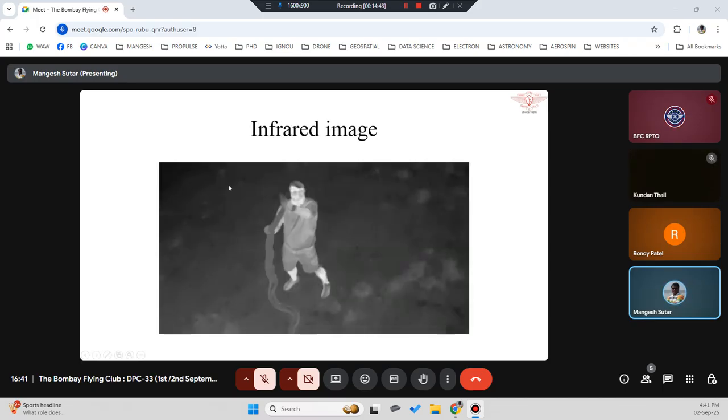This is an infrared image. This is in grayscale mode, that's why we are not able to see the color. But this is a grayscale infrared image. We can see the person holding the hose pipe. It looks like some kind of python in his hand or something like that, but this is actually an image where the firefighter is holding the hose pipe in his hand.